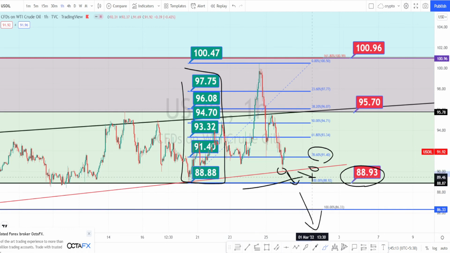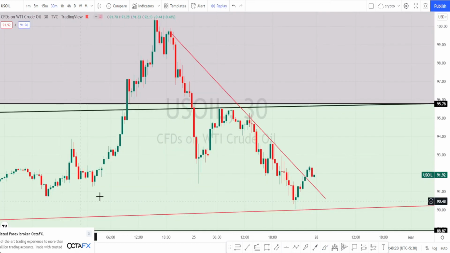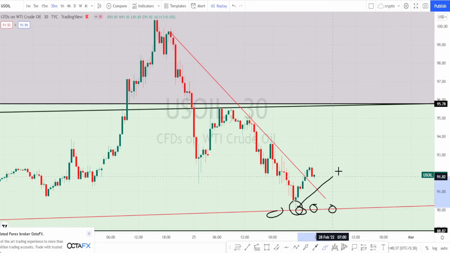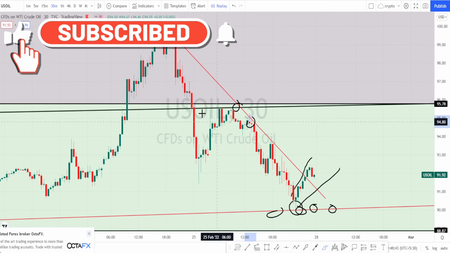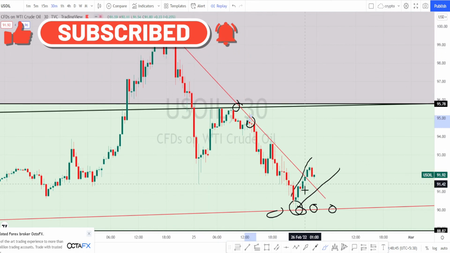Let us do the analysis in 30 minutes time frame. I am in 30 minutes time frame now. When we look at the price action in 30 minutes time frame, we have the trend line from the hourly time frame running over here, and the price action has taken support on this trend line and has given a sign of bullish trend reversal. It has also broken this trend line or the resistance line from the 30 minutes time frame.